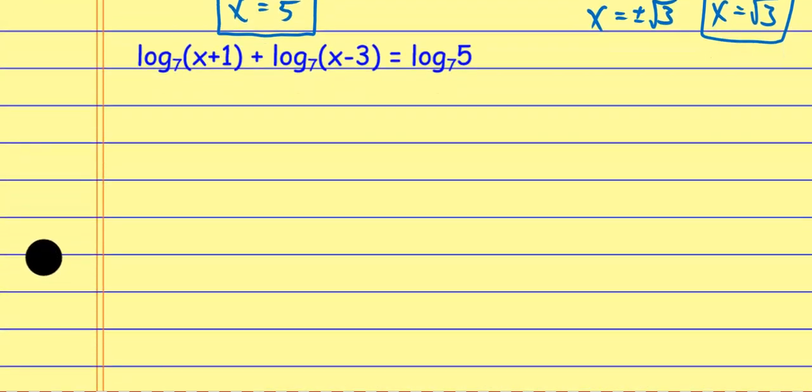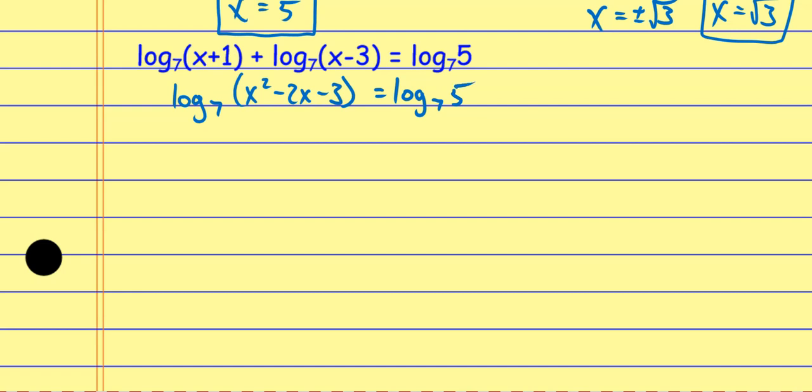If I look at this one, once again, I'm going to rewrite it as one logarithm first. Sorry, that's a 7. And again, addition becomes multiplication. So when I multiply this, that's an x squared minus 2x minus 3. I'm doing some quick multiplication there.